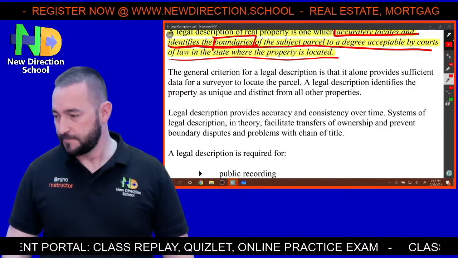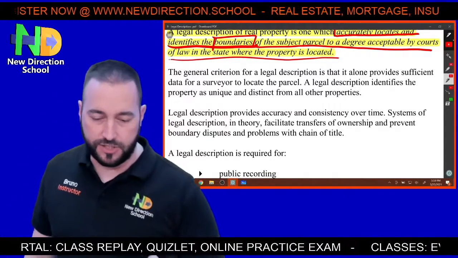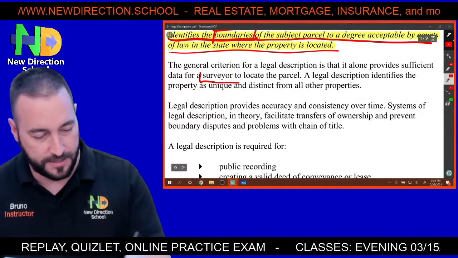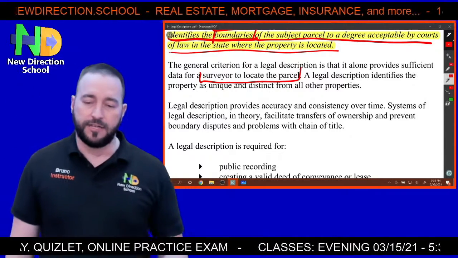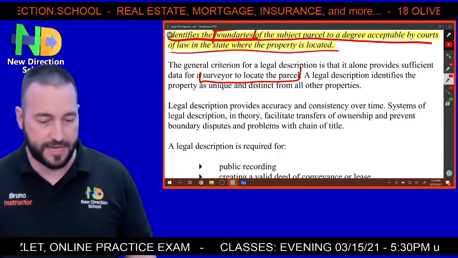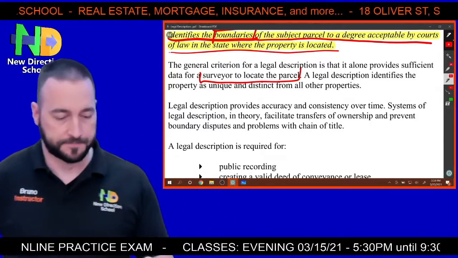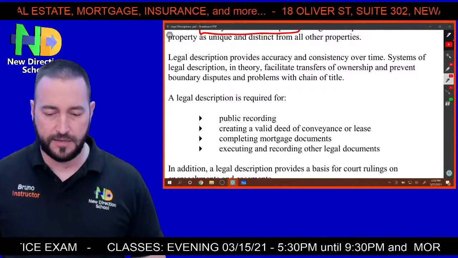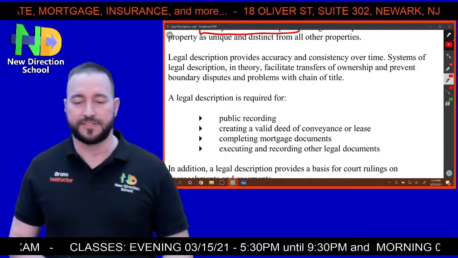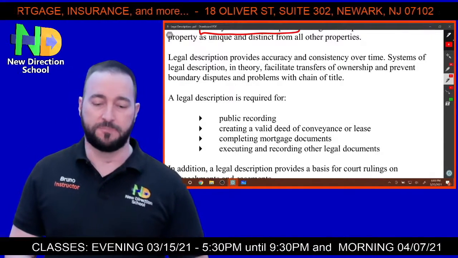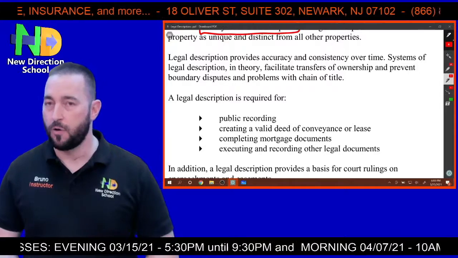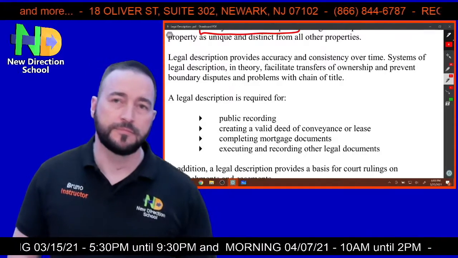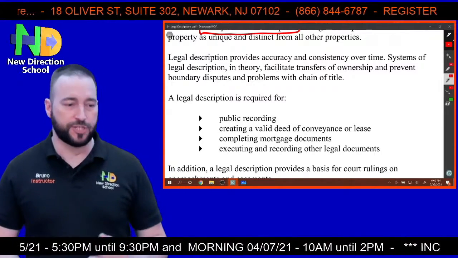Remember that. All right, so the general criteria for legal description is that it alone provides sufficient data for a surveyor to locate the parcel. Legal description identifies the property as unique and distinct from all other properties. A legal description provides accuracy and consistency over time, and systems of legal description, in theory, facilitate transfers of ownership and prevent boundary disputes and problems with the chain of title. Okay? What is a chain of title? You should know by now. That was chapter 6. What is a chain of title?